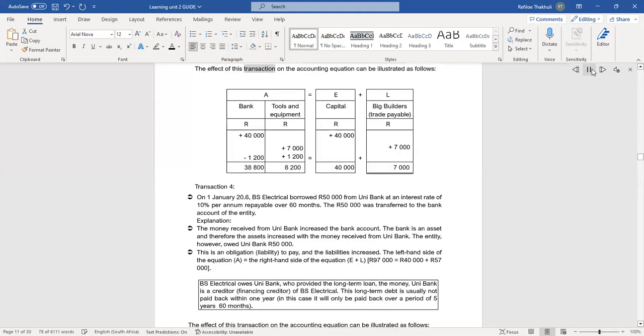The effect of this transaction on the accounting equation can be illustrated as follows. A equals E.